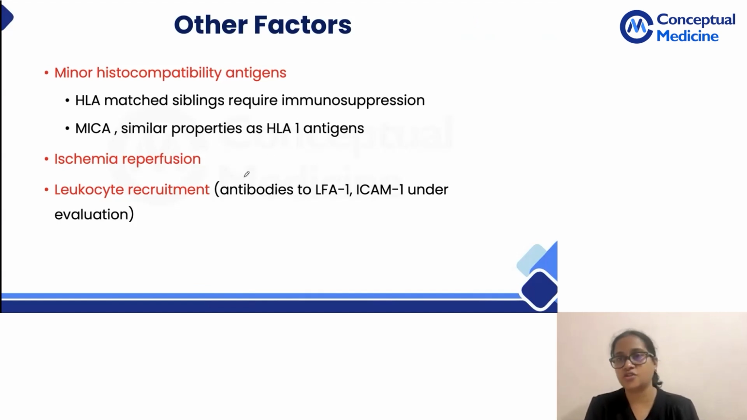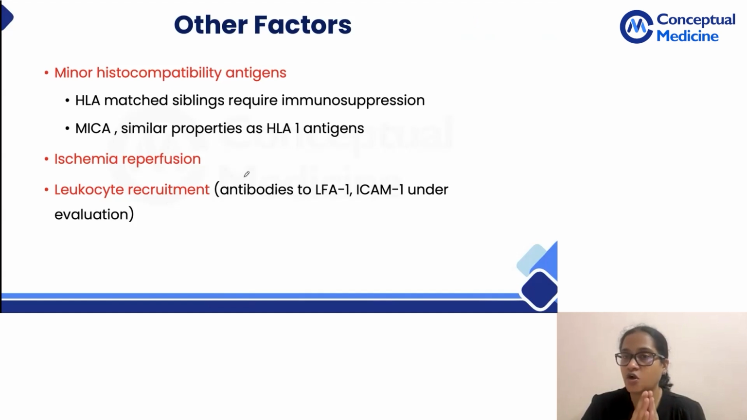Ischemia reperfusion. So what happens when you give an organ? You are going to take the organ away from the donor, then keep it in ice, and preserve it for some time. You cannot just go take it and directly put it in. So it has to be prepared. There is some ischemia time. So the organ becomes ischemic during the process of anastomosing into the new recipient. So there is a considerable duration of ischemia.